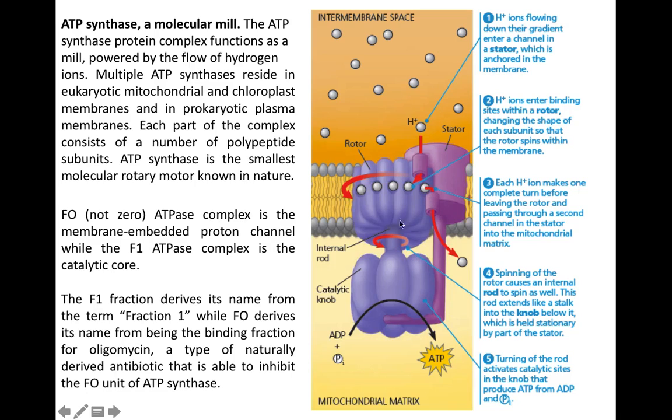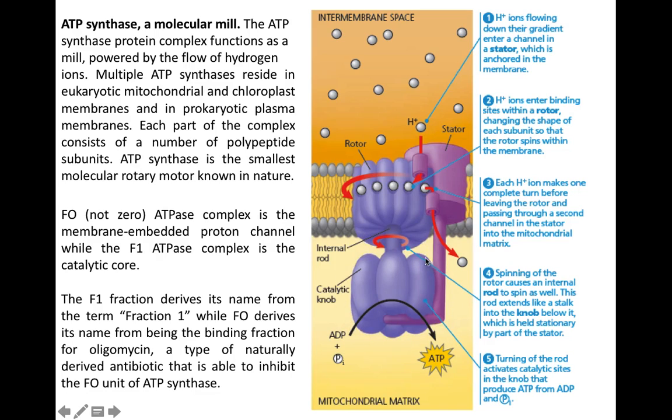The movement of the rotor also leads to the movement of an internal rod which is associated with the rotor. So the rod is associated with this rotor. So when the rotor moves, this internal rod also moves. Rotor rotates, and it rotates the internal rod. Next to the internal rod, we have got a catalytic knob.